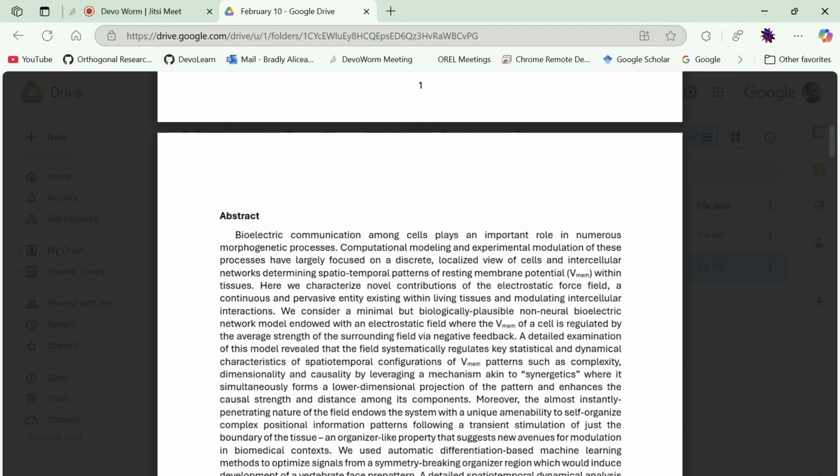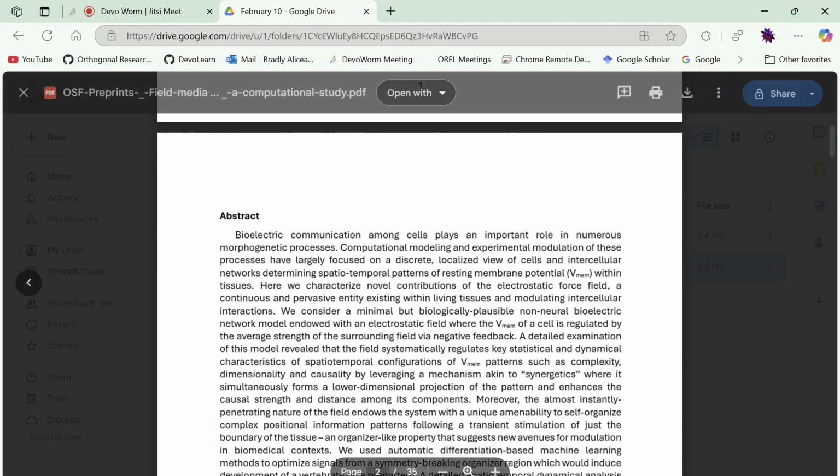A detailed examination of this model revealed that the field systematically regulates key statistical and dynamical characteristics of spatiotemporal configurations of VMEM patterns such as complexity, dimensionality, and causality, leveraging a mechanism akin to synergetics, where it simultaneously forms a lower dimensional projection of the pattern and enhances the causal strength and distance among its components.